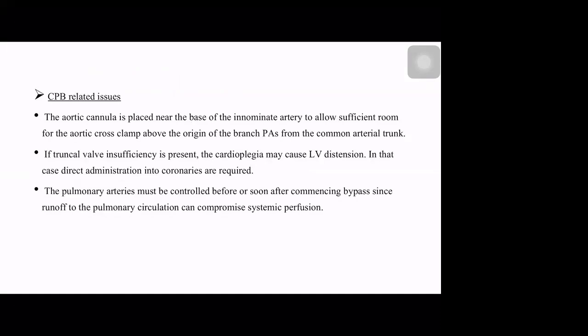Coming to the CV bypass related issues, the aortic cannula is placed near the base of the innominate artery to allow sufficient room for the aortic cross clamp above the origin of the branch PAs from the common arterial trunk. Why is it so? Because if we do not follow this policy, the flow we are giving from the CV bypass will go towards the pulmonary arteries and less amount will flow through the systemic arteries.